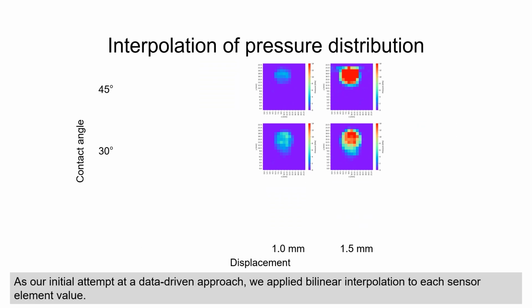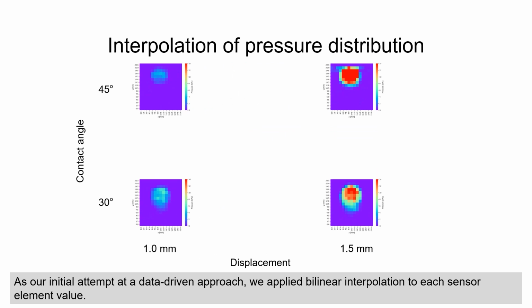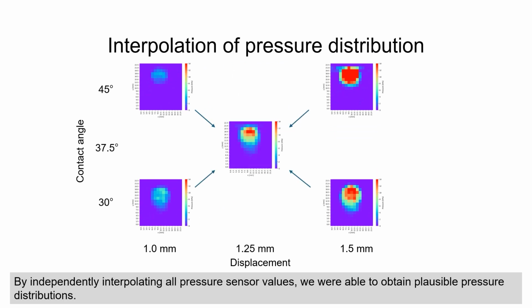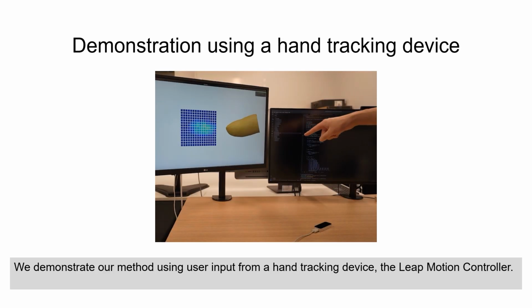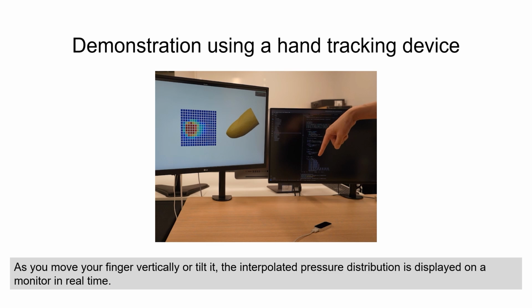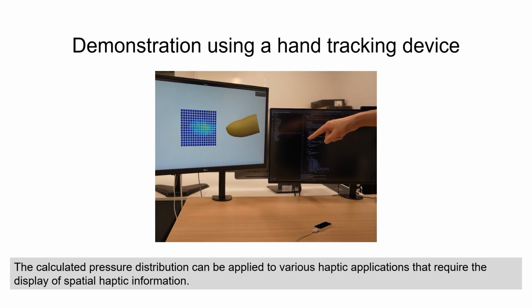As our initial attempt at a data-driven approach, we applied bilinear interpolation to each sensor element value. By independently interpolating all pressure sensor values, we were able to obtain plausible pressure distributions. We demonstrate our method using user input from a hand tracking device, the Leap Motion Controller. As you move your finger vertically or tilt it, the interpolated pressure distribution is displayed on a monitor in real time. The calculated pressure distribution can be applied to various haptic applications that require the display of spatial haptic information.